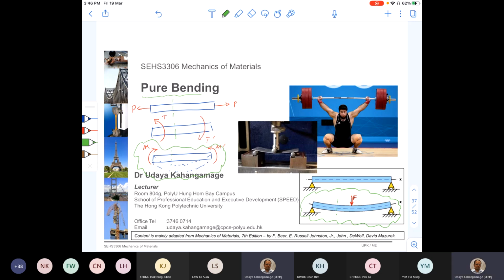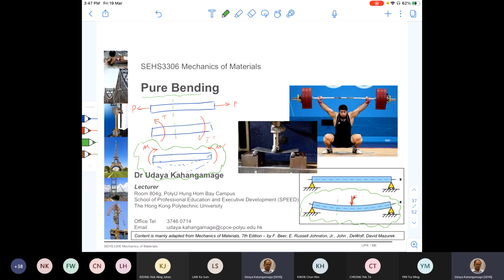So in this kind of load application, if you cut the member at any point and see what the internal forces are, you find that there's only one internal load. That internal load is a moment. We call it a bending moment. And that bending moment, magnitude wise, is equal to the externally applied bending moment, M. And it is constant along the beam, same bending moment along the beam. So therefore, it is a simple case of bending.